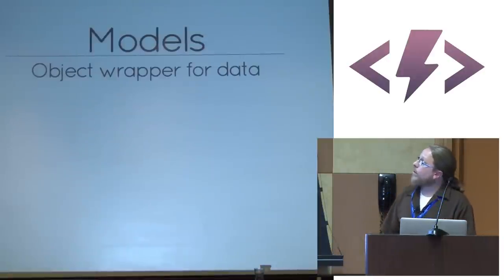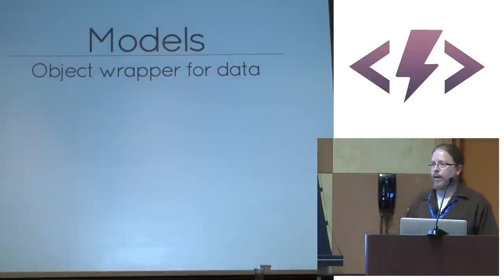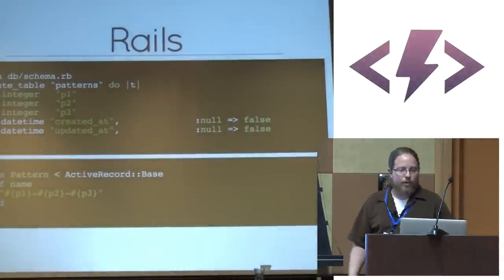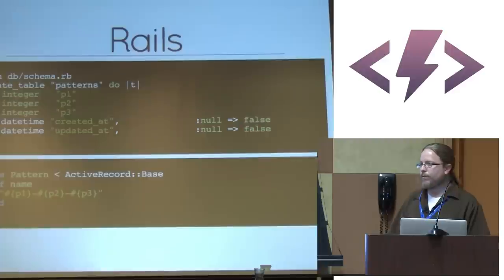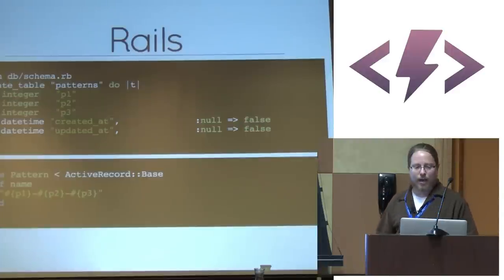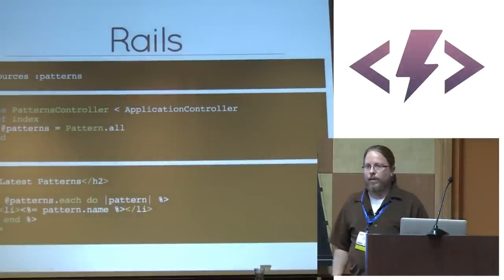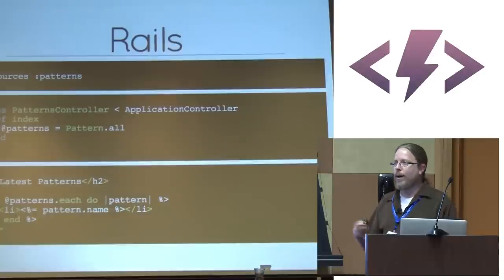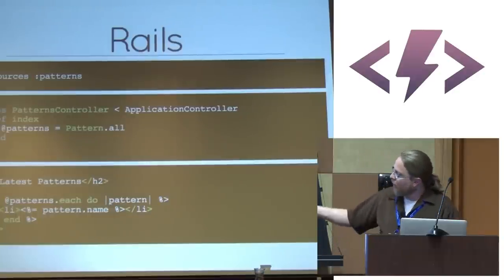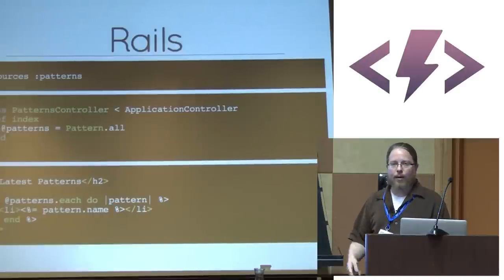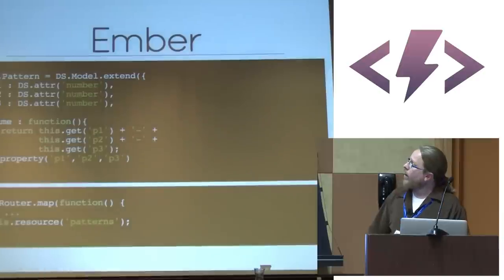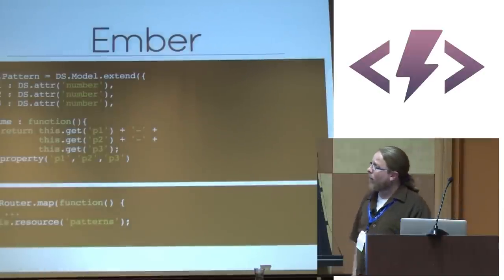All right, so now we're really starting to get to where we could do something useful: models. We really don't want to be hard coding static data that we're acting like is dynamic data. You really want to be pulling live data from somewhere else. So in Rails, like we saw earlier, you're going to have your DB schema and then an ActiveRecord object that represents that data. Then you're going to have a controller that, say, for the patterns index is going to pull all patterns in the system and show those to you, and then you're going to have your template that loops over all of the patterns and displays them. And in Ember, this is going to be very similar. We've got the same model object that we saw earlier.